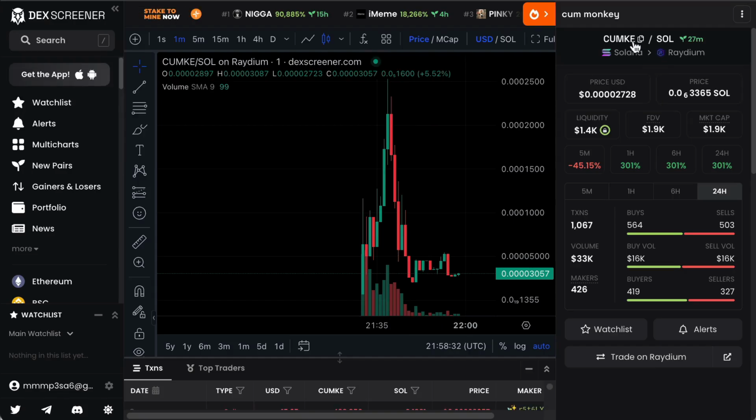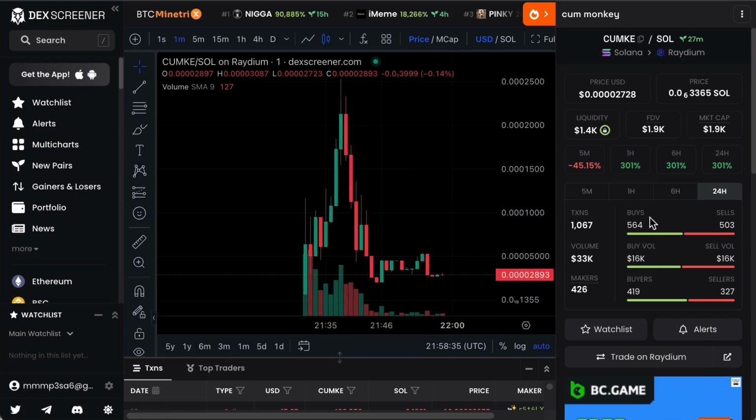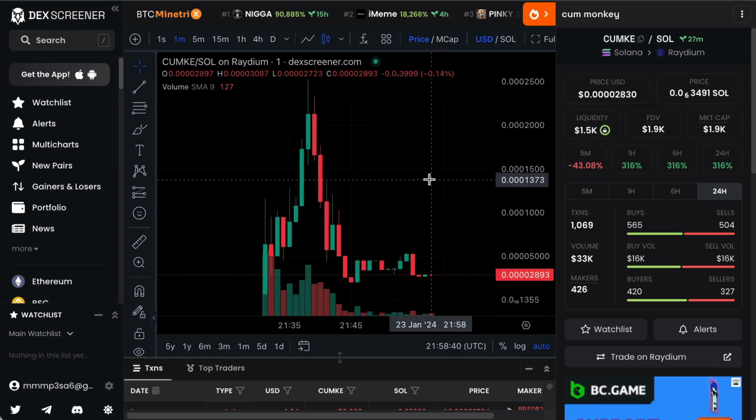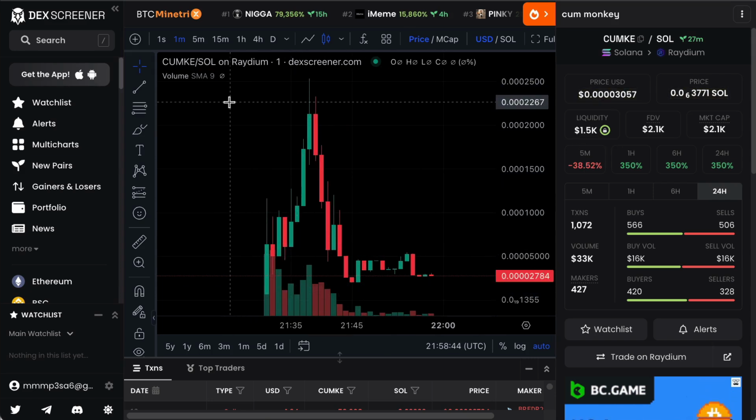So CUMKE, however you want to call it. This is one that's just launched, and I already told you the liquidity looks really low. So I know it's not doing well even without looking at the chart. And the chart will confirm. It will confirm the pump at the beginning.